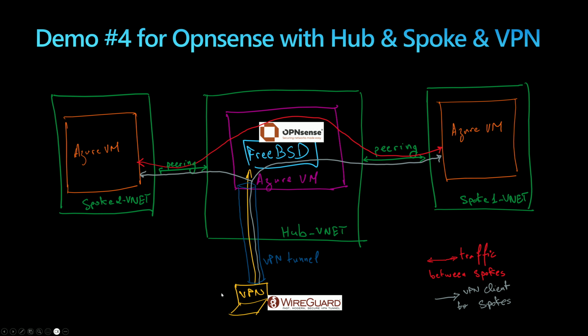And that was how to allow a VPN client machine right here to connect to the different spokes through the hub firewall. I hope it was helpful. Thank you.